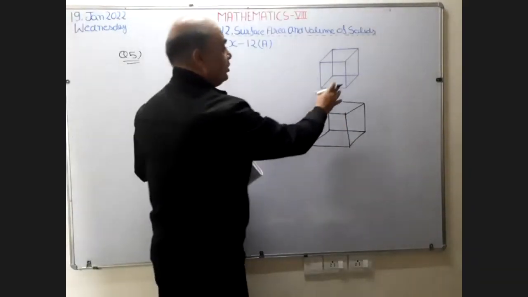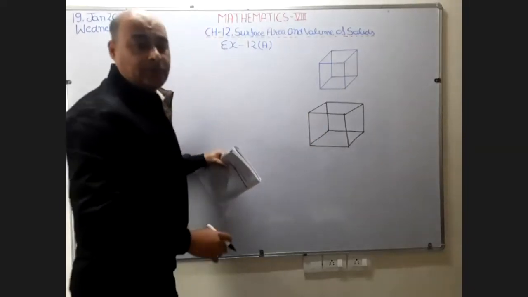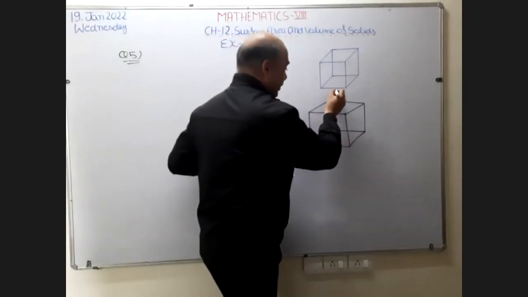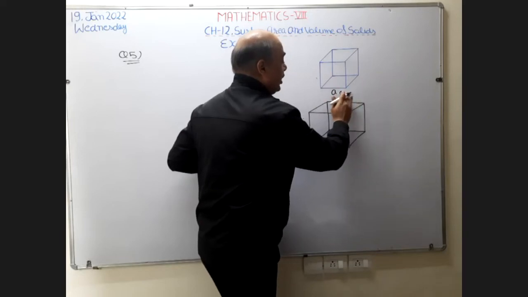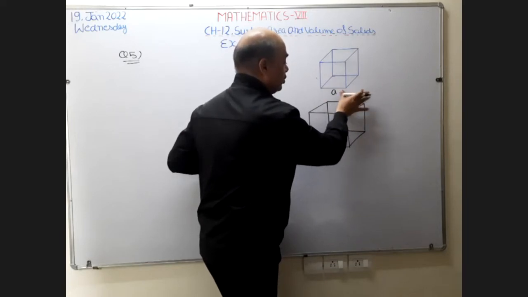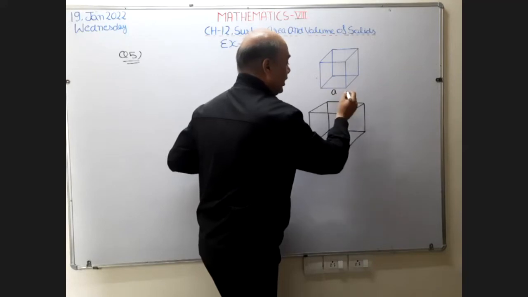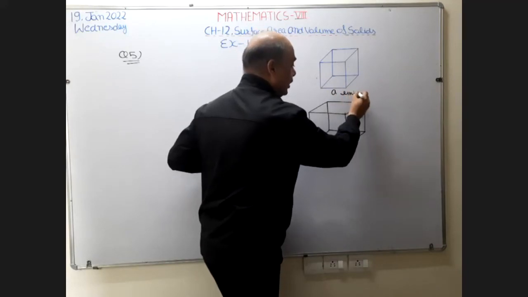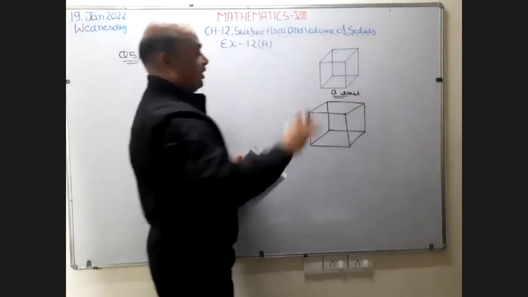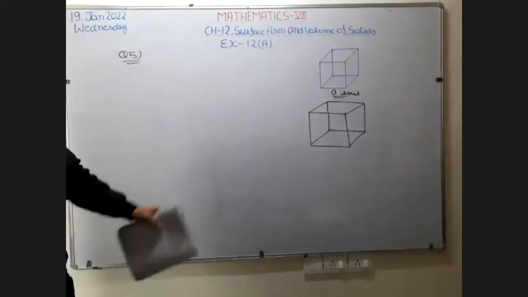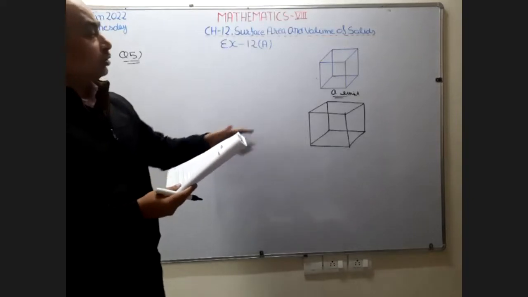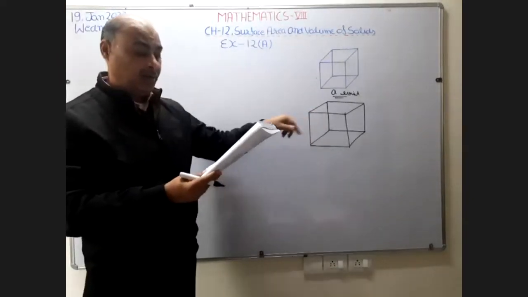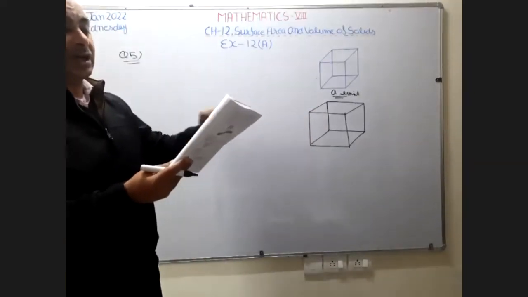Suppose the previous cube's side is not given, so we suppose the side of the cube be A centimeter, or A unit you can write, because centimeter or meter is not given. Let the side of the cube be A unit. I suppose this because it is not given in your question. It is only given that the side of the cube increases by 50%. Find the percentage increase in the surface area.